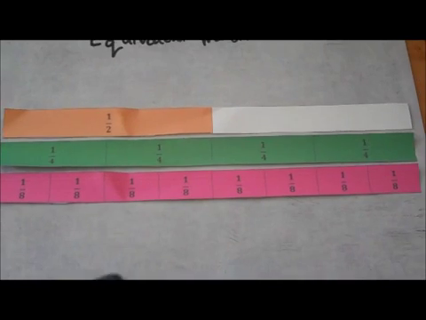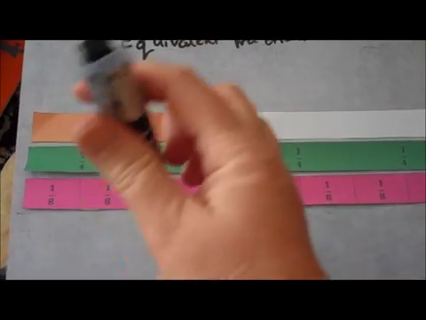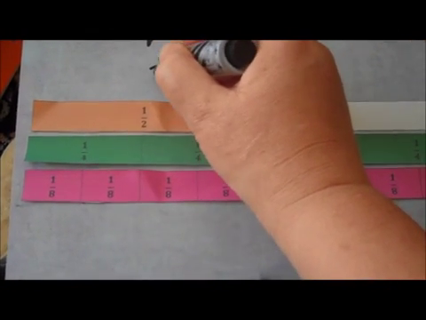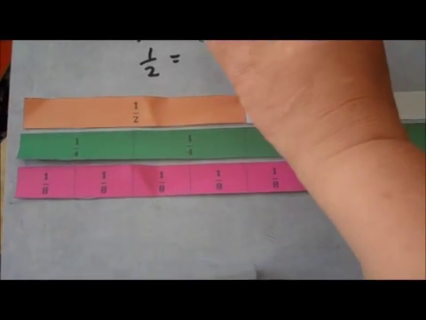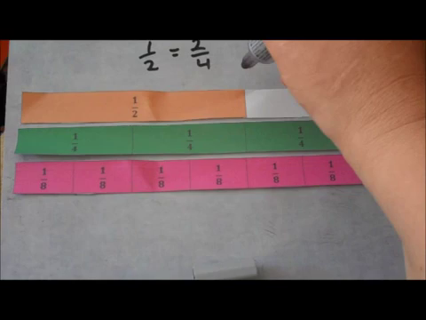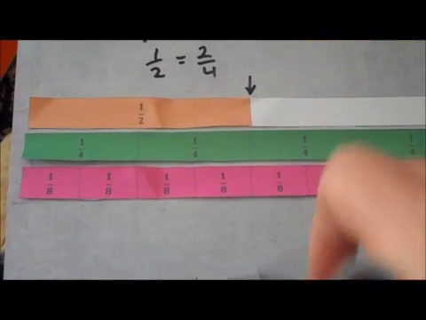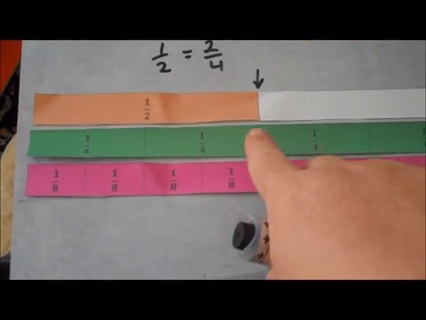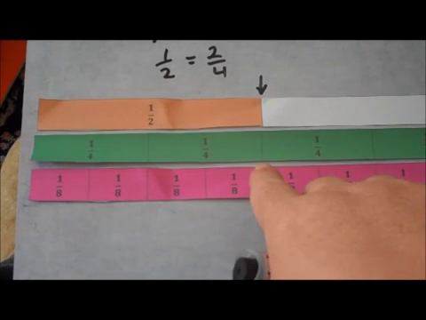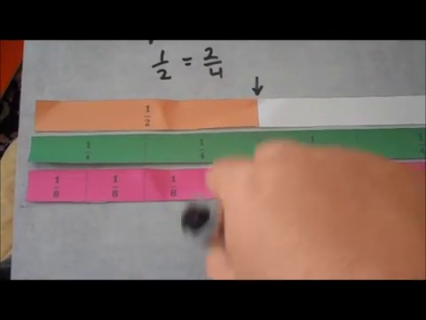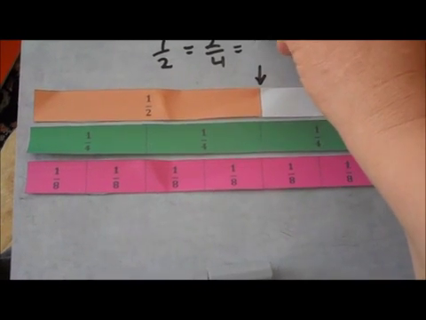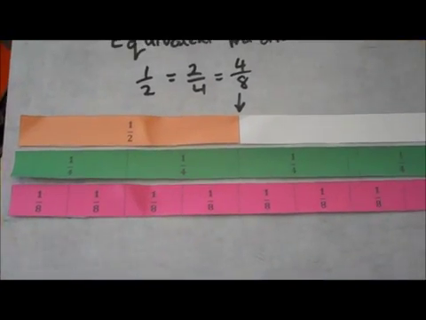okay, let's see, yep, so you can see that a half is the same as 2/4, because that's the halfway mark. See how that lines up with that one, but it also lines up with this one on eighths. So 1, 2, 3, 4 eighths.